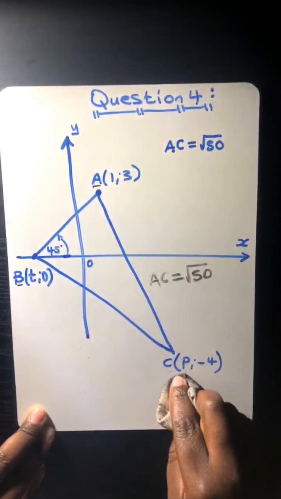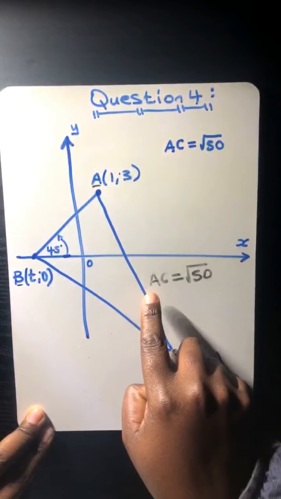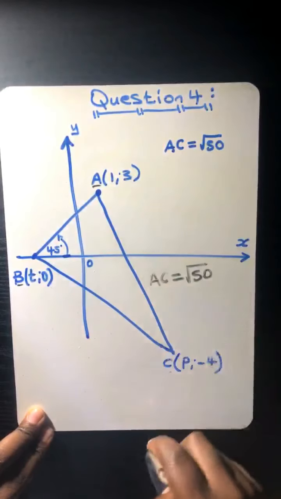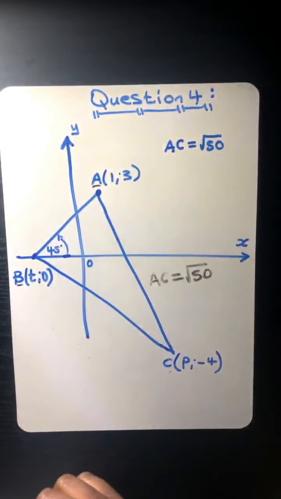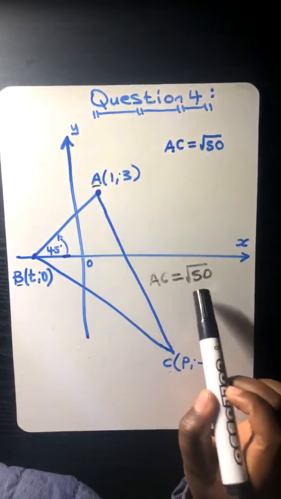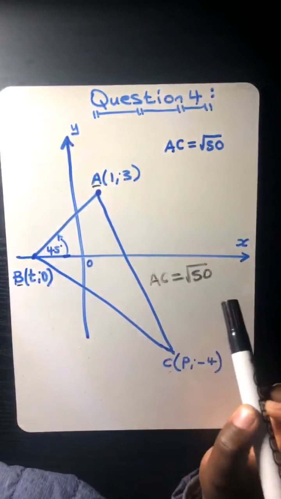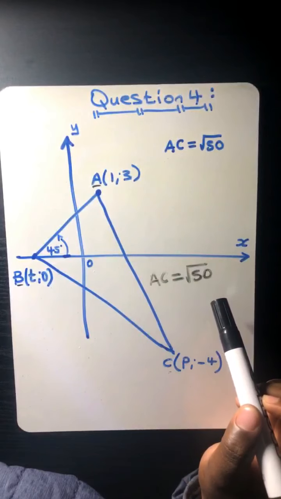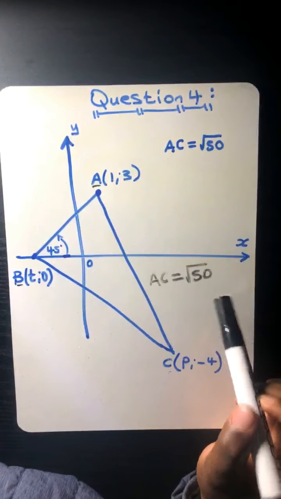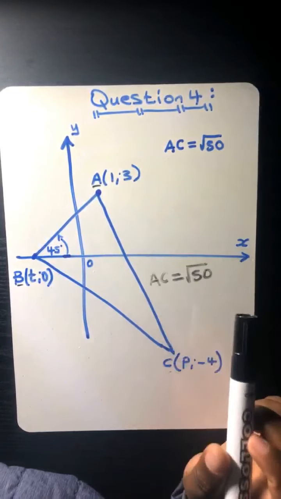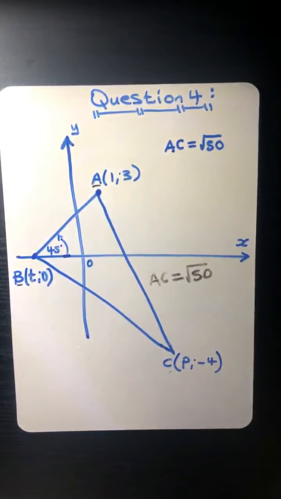Why? Simply because of that length already being given. And normally when they give you the length or the distance, you might find that they actually want you to calculate either the x or the y value. You will notice more of that as we continue.